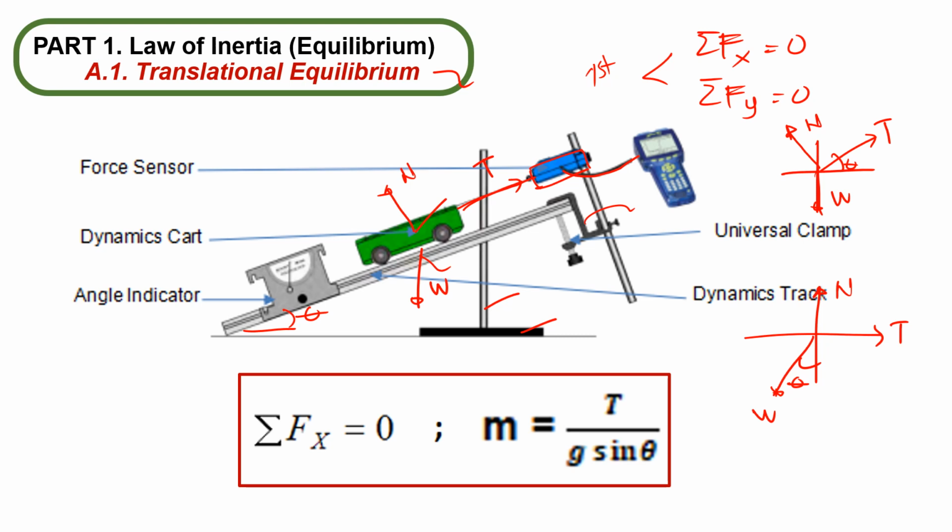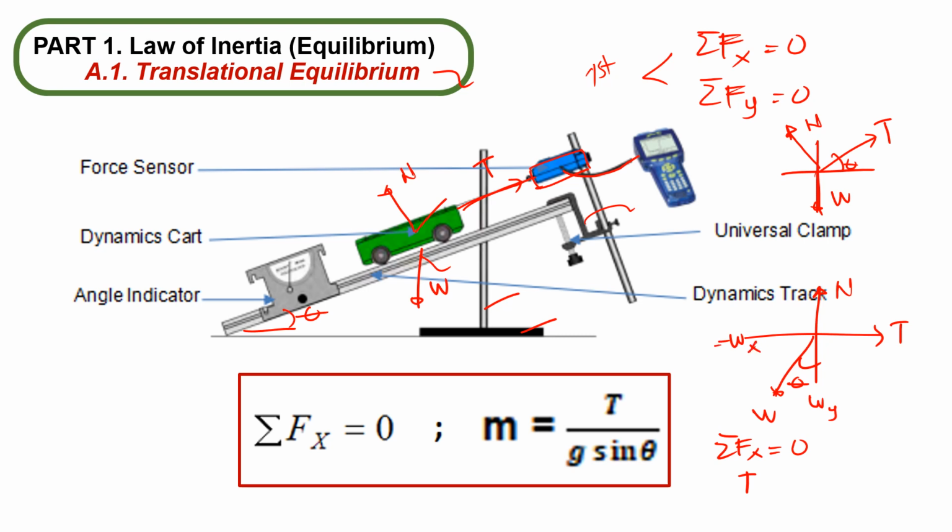We're going to apply the summation of forces on x equal to 0, and we will arrive at this formula. We need to identify all the forces acting on the cart in the x direction. These are the tension, which is going to the right, so that will be positive. And then we have W sub y and W sub x. In this case, we're going to use W sub x.